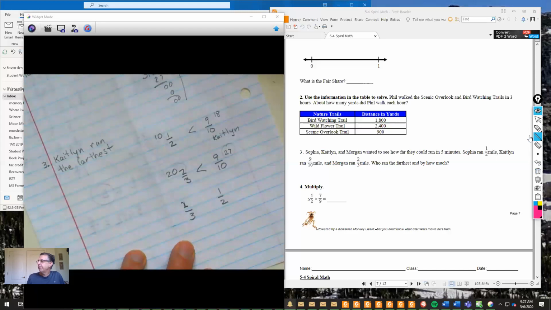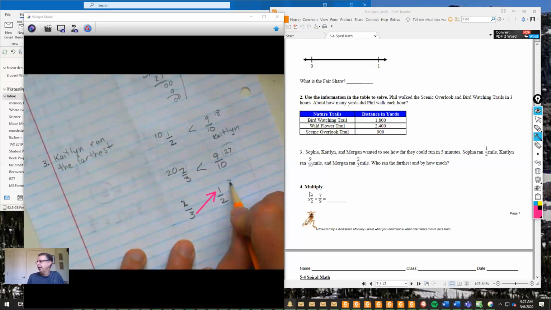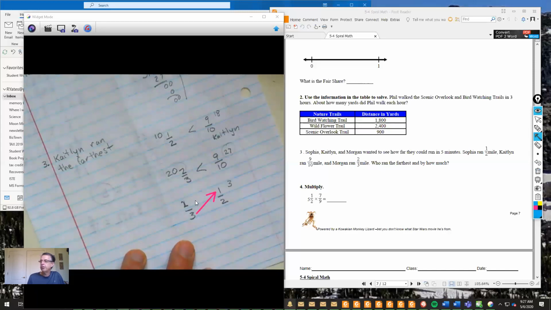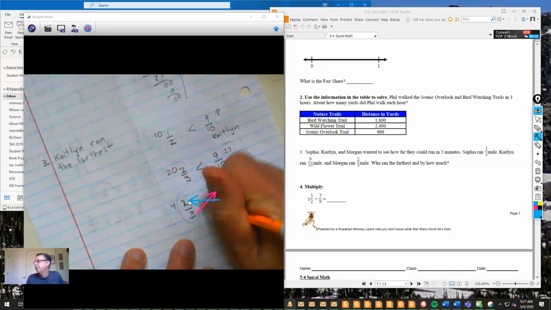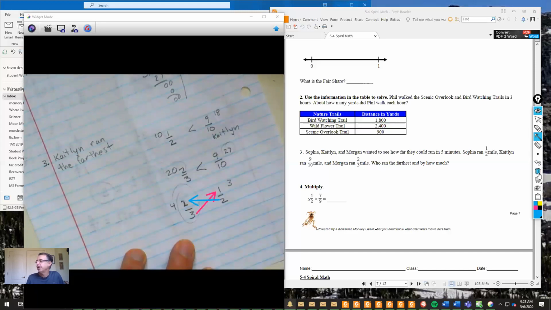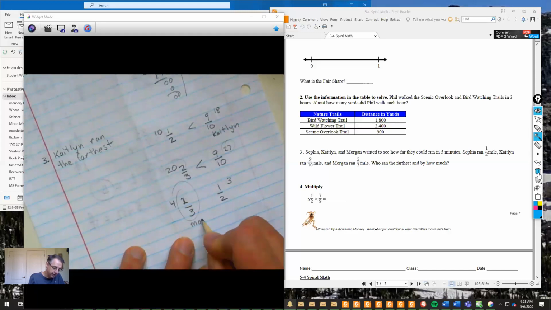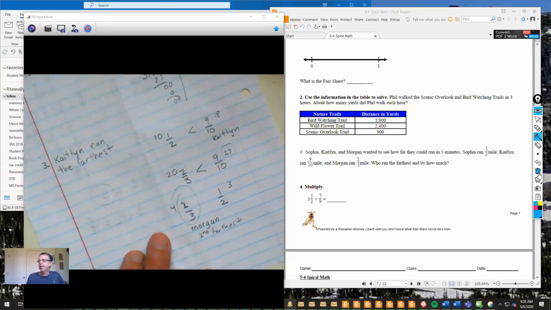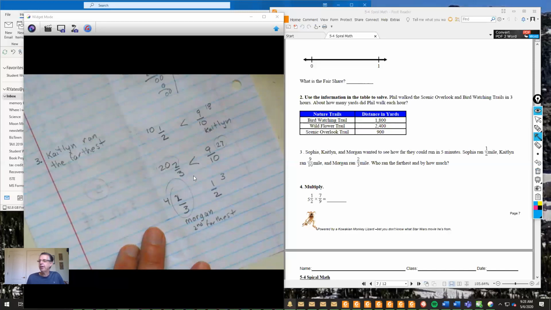So what I'll do is compare them by cross multiplying. 3 times 1 is 3. And then I'll multiply 2 times 2, which is 4. 4 is bigger than 3 when I cross multiply. So that means that 2/3 is the bigger fraction between Sophia and Morgan. So I know now that Morgan ran second. She's the second farthest. And knowing that, I want to know, how much farther did Caitlin run than Morgan?